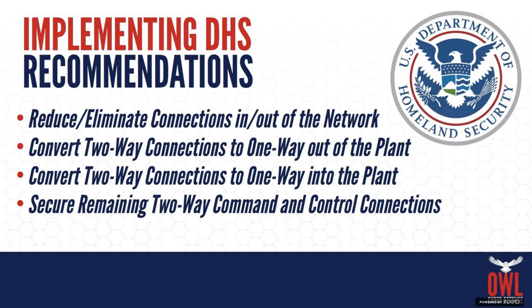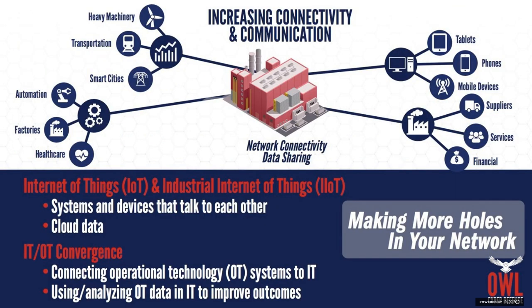Secondly, you want to convert two-way connections to one-way connections out of the plant. So how do you get data to those folks outside of your plant? Convert two-way connections that are coming into your plant to a one-way connection. And then for those remaining connections that have to be two-way, that maybe you can't convert to a one-way, how do you secure those and what do you do? So we're going to go through each of those and look at them a little bit deeper in terms of what's happening.